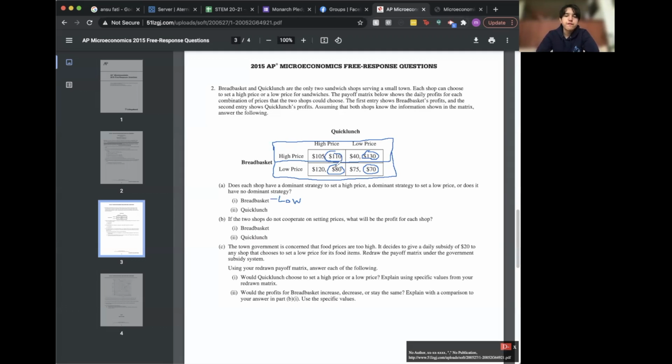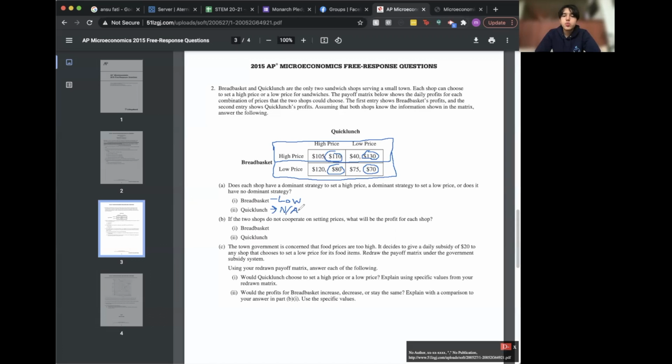So for Quick Lunch, there is no dominant strategy, because if Breadbasket went for the high price, they would choose to go for the low price. And if Breadbasket went for the low price, they would choose to go for the high price. So for Quick Lunch, there is no dominant strategy. I will just put NA because there is no dominant strategy.